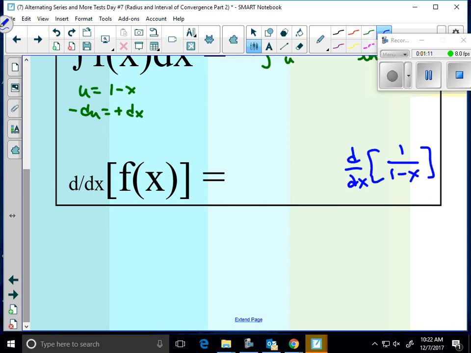Close. What's wrong with it? There's one thing. Yeah, there's no plus c on derivatives, right? What's missing? Negative out in front, right? Negative out in front. Oh, and then yeah, look at that. Then it cancels that, right?